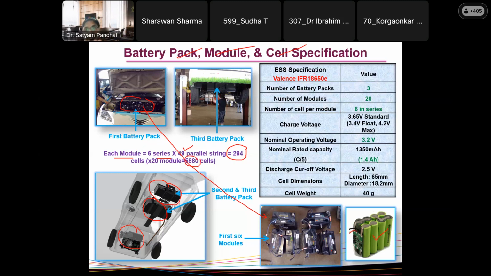Now, the cylindrical cell parameters: as I said earlier, 18650 means 18 millimeter diameter and 65 millimeter height. The number of battery packs is 3, the number of modules, as I said, is 20, the number of cells in series is 6, cell voltage is typically 3.6, operating voltage is 3.2, over capacity is 1.4, and discharge cutoff voltage is 2.5. A typical cell is around 40 to 50 gram, with 18 millimeter diameter and 65 millimeter height.